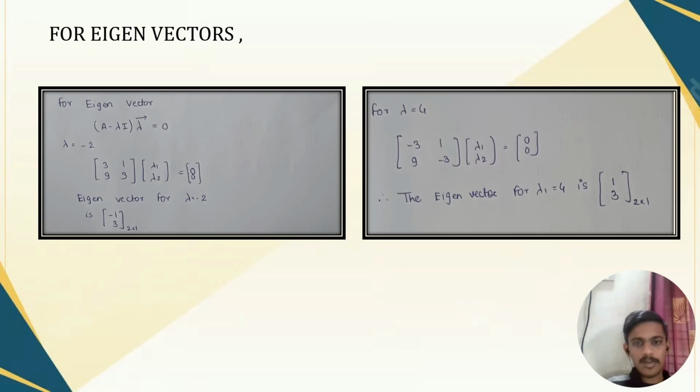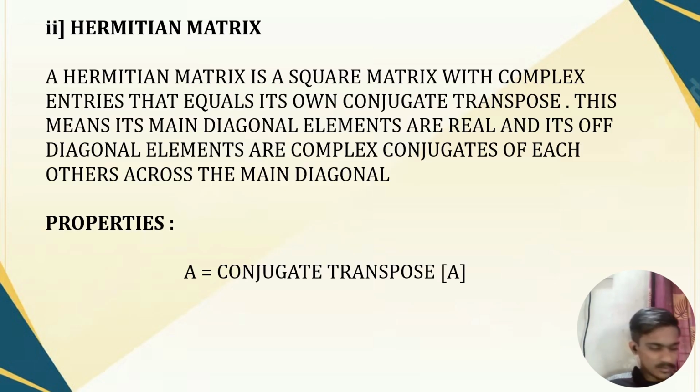For lambda equal to 4, it will become 1 minus lambda, so it will turn into [minus 3 1; 9 minus 3] into the eigenvector, which is equal to the 0 matrix. So the eigenvector for lambda equal to 4 will be [1, 3], a 2 cross 1 matrix. So this is all about the eigenvalues and eigenvectors.